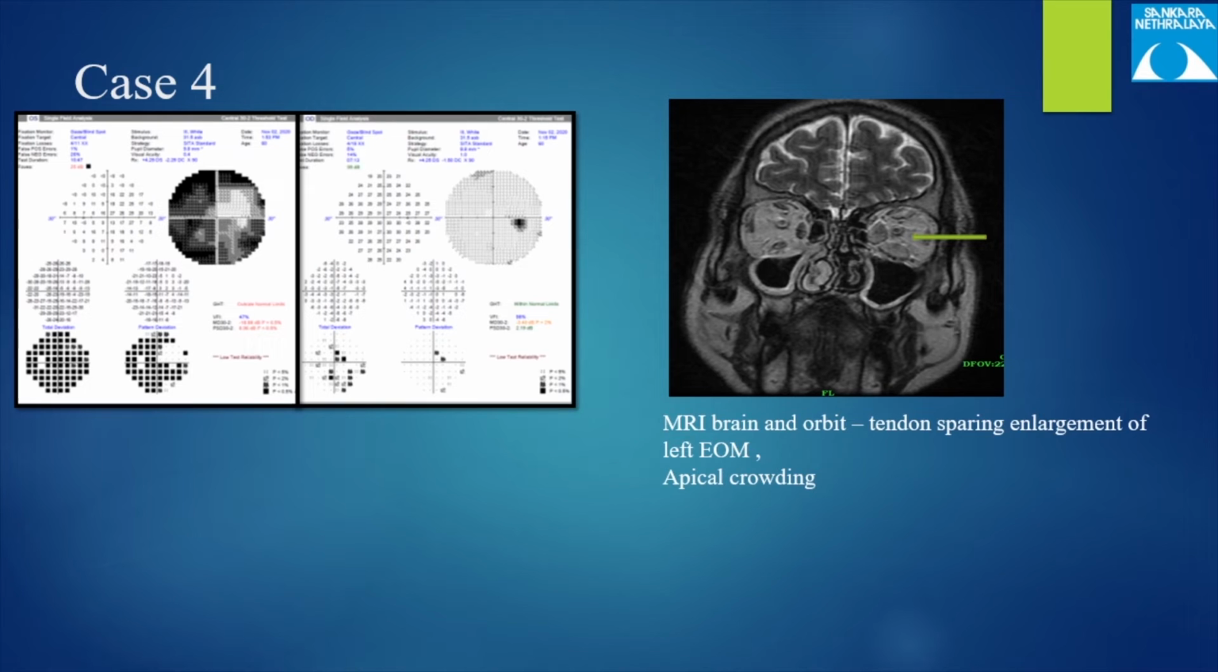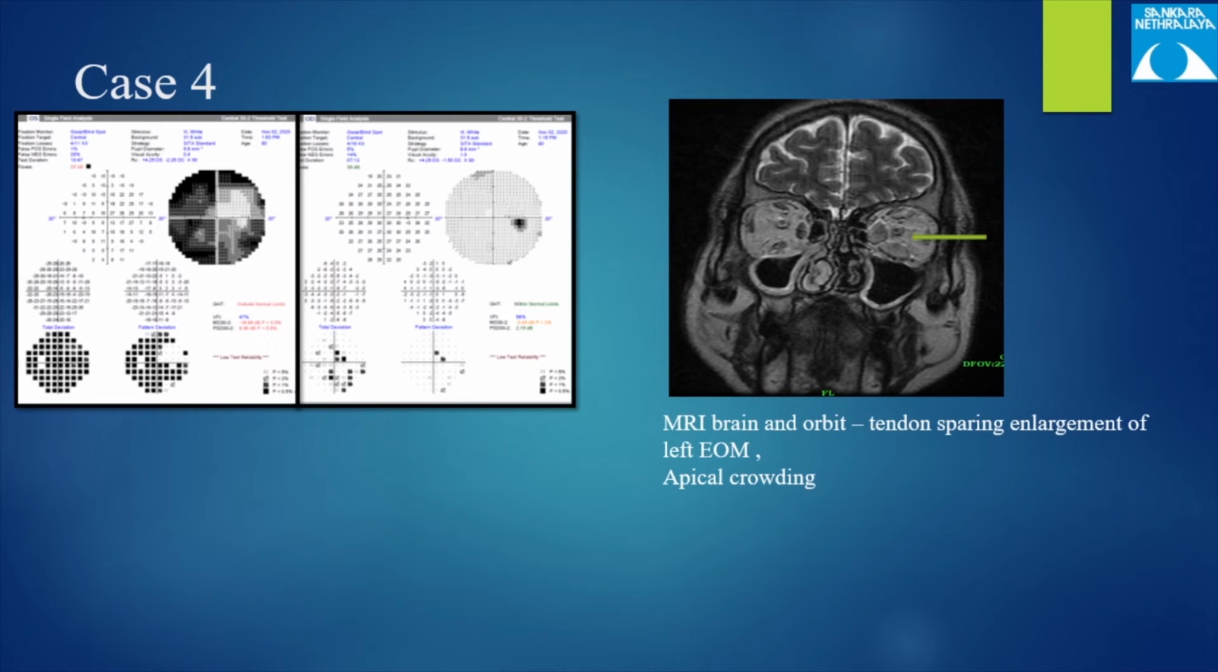Can anyone describe the right side? You'll see the extraocular muscle thickening is normal. What about the left eye? Can anyone describe this? Rutuja, how is the left eye? Ma'am, on the left eye, the medial rectus and the inferior rectus look thickened as compared to the right side. I feel all the extraocular muscles are enlarged.